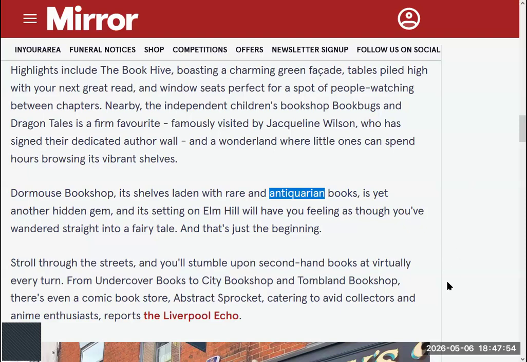Anything else there? Stumble upon. What does that word mean? Well, I didn't quite catch that. So whereabouts is that? Is that in the last paragraph or the second one? Last paragraph. Can you say that again? Stumble upon. Oh, stumble upon.